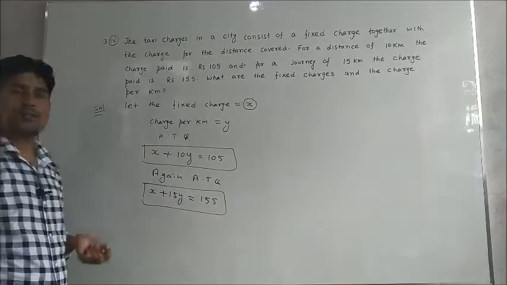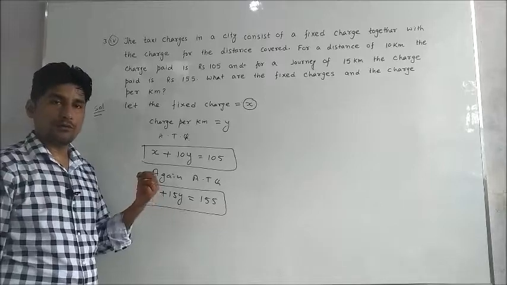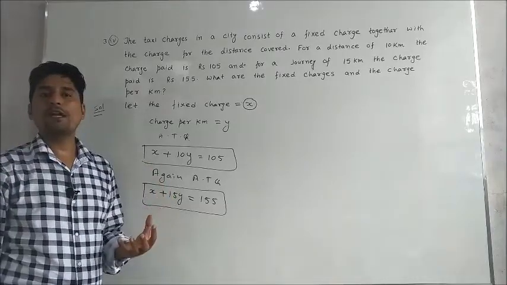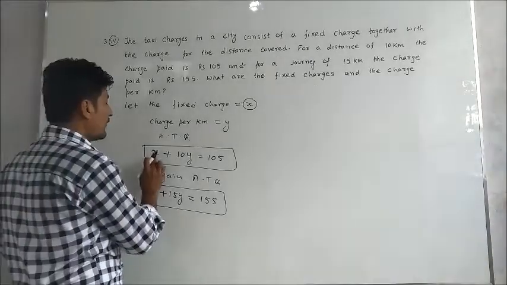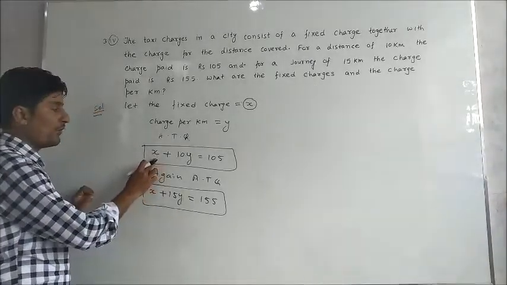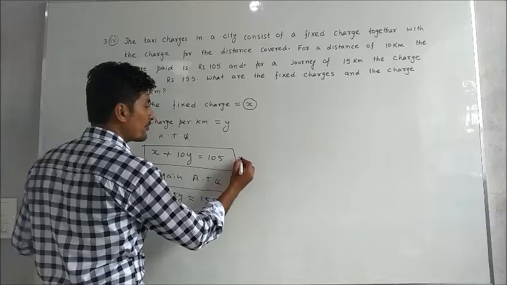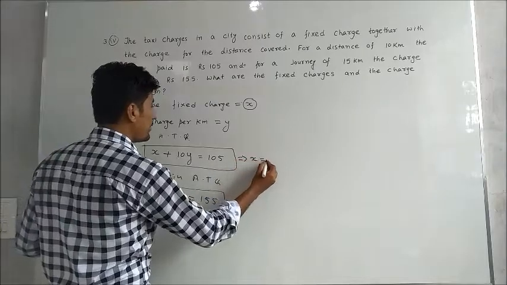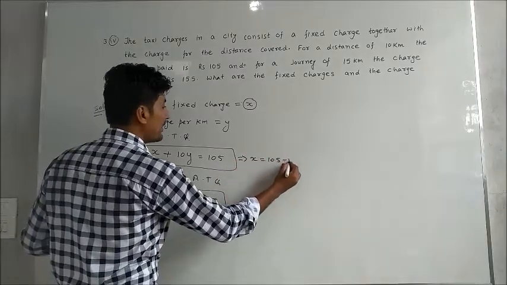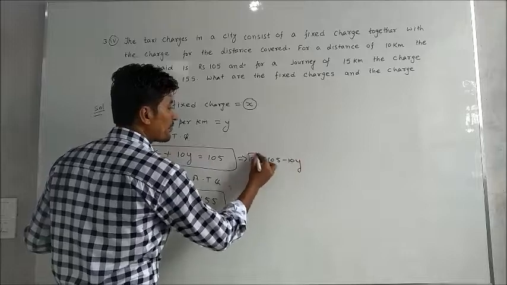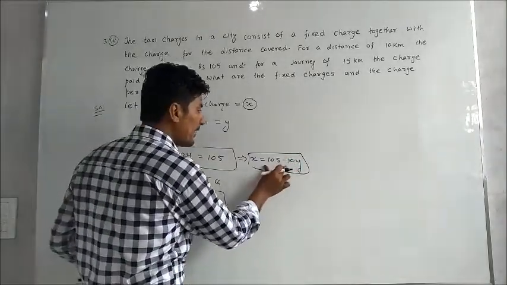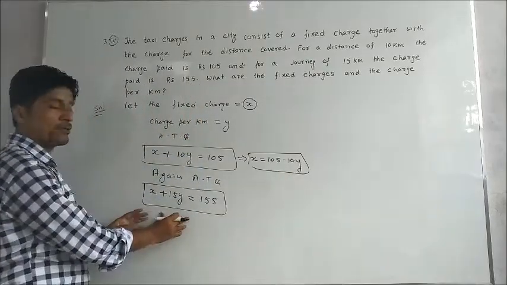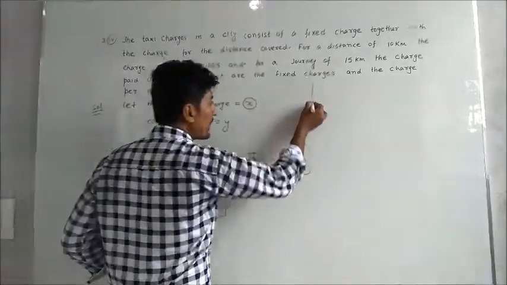After getting both the equations, we have to find the value of x and value of y also by using the previous method. So first of all, from this equation we can find the value of x in terms of y. So this equation can be written as x equals 105 minus 10y. So this is the value of x. After getting the value of x, we will put this value of x in this equation to get the value of y. So let us see.